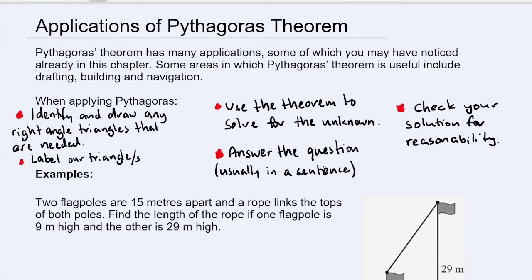Let's look at some examples. We have a couple of examples here. Our first one, we have two flagpoles that are 15 meters apart, so that's going to be an important piece of information. A rope links the top of both poles, so there's another piece of information. And then we want to find the length of the rope if one is 9 meters high and the other is 29 meters high. So we actually want to find the length of that rope.